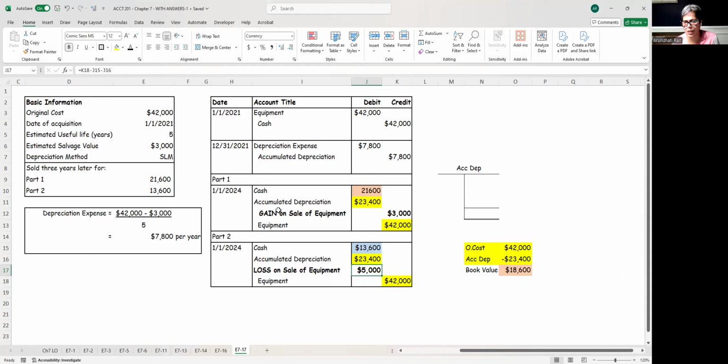So if you're short on the debit side, total debits minus total credits, if you're short on the debit side, it's a loss. If you're short on the credit side, it's a gain. Or a better way to look at it is the original cost minus accumulated depreciation is the book value. Compare how much cash you received to that book value. If you received more than, you will have a gain. If you receive less than, you have a loss on sale of assets. So this brings the topic on long-term assets to an end for now.